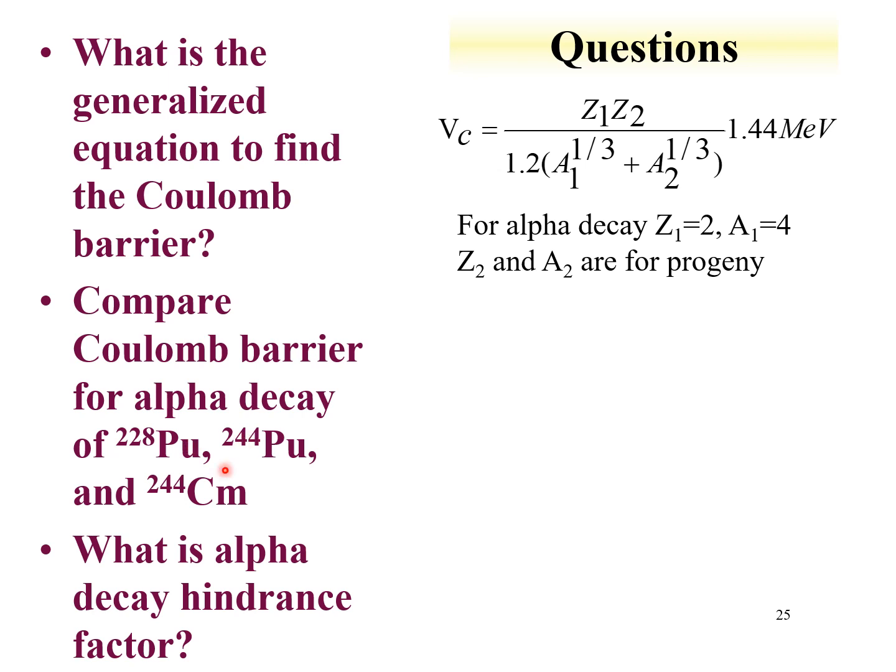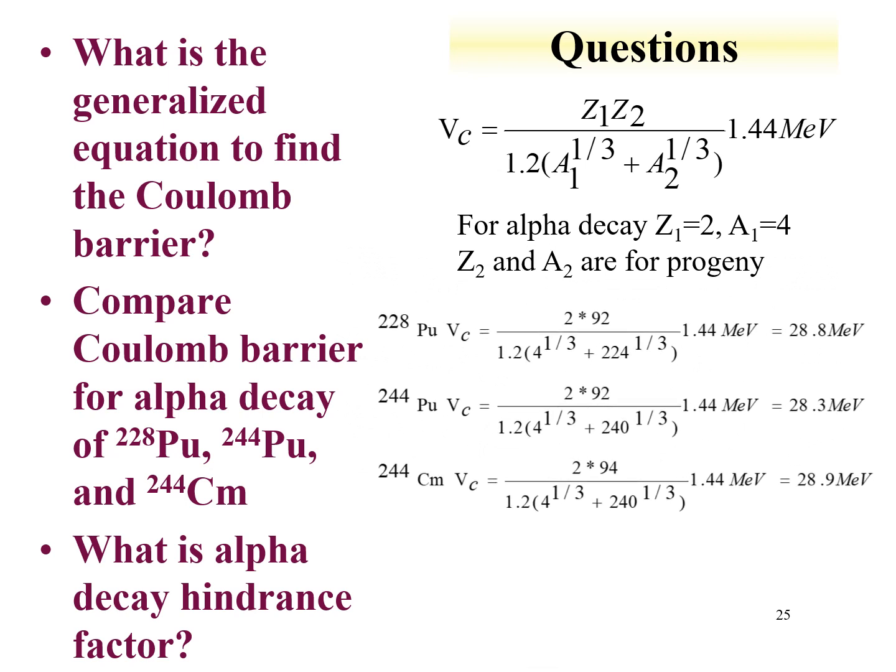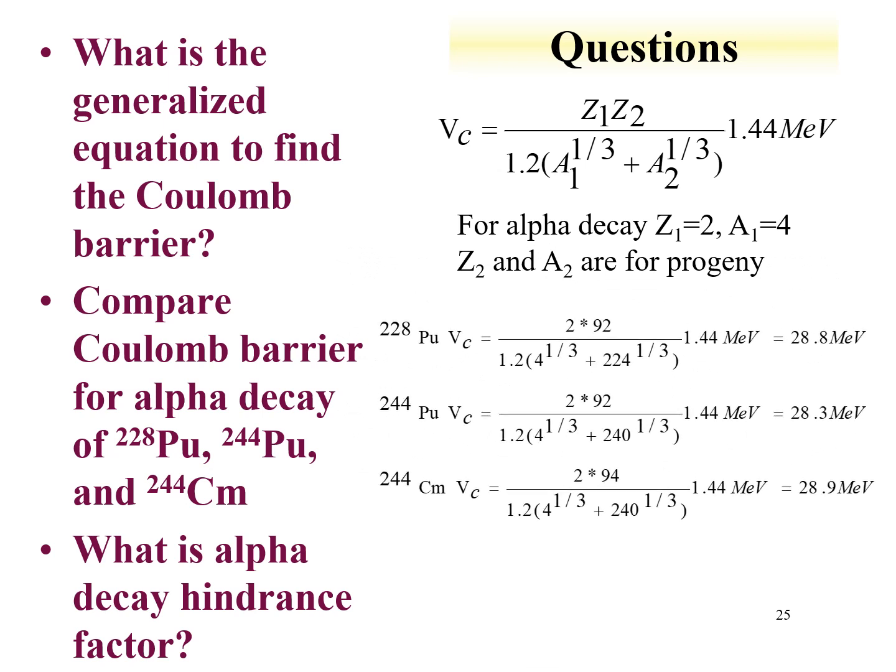What we get for the Coulomb barrier for plutonium-228 is 28.8 MeV. If we just add neutrons, so we go from 228 to 244, we're fundamentally diluting the charge, so the Coulomb barrier goes down, and as we see, it goes from 28.8 MeV and loses about half an MeV to 28.3 MeV.